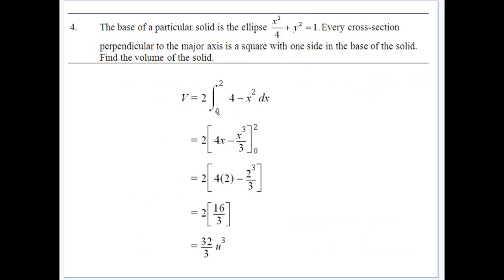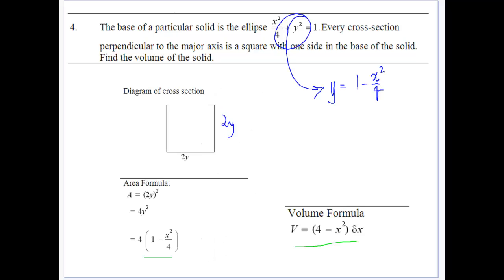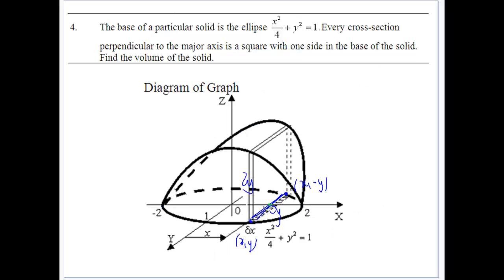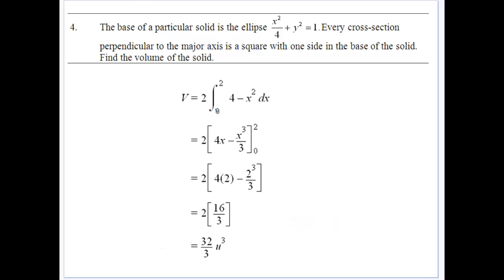And then again, we're going to go from 2 lots of 0 to 2, because if we look at our x values, we're going from minus 2 to 2. So we go back, and we make sure we have 2 lots of 0 to 2. If you want to go minus 2 to 2, it's fine. And 4 minus x squared, which is not a hard integral to calculate, and get our answer there.